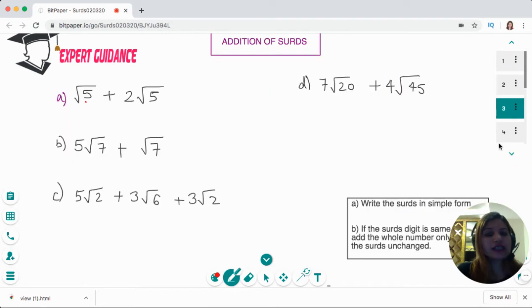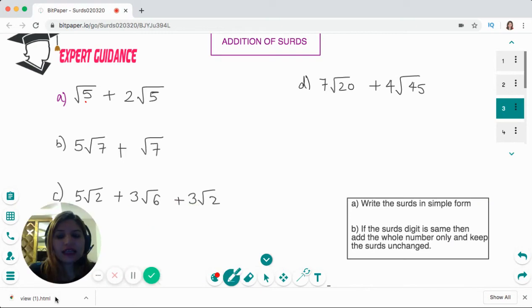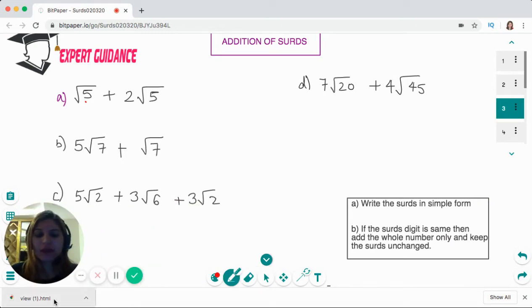Okay, so this is how you simplify surds. Now let's see how you add surds. For adding and subtracting, you can only add and subtract if the surd value is the same. So for that, first you write the surd in the simple form. If the surd is the same, then you add the whole numbers and keep the surd unchanged.